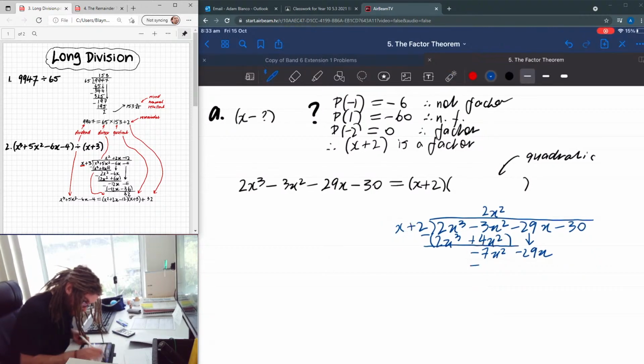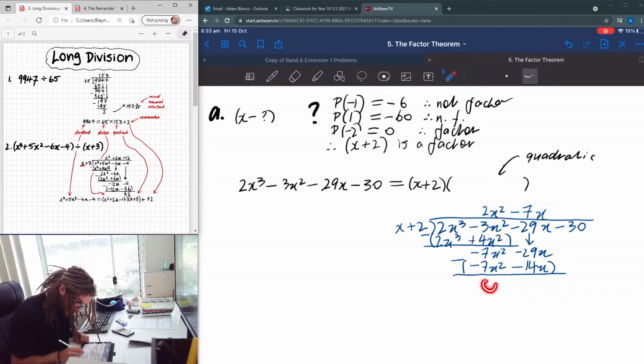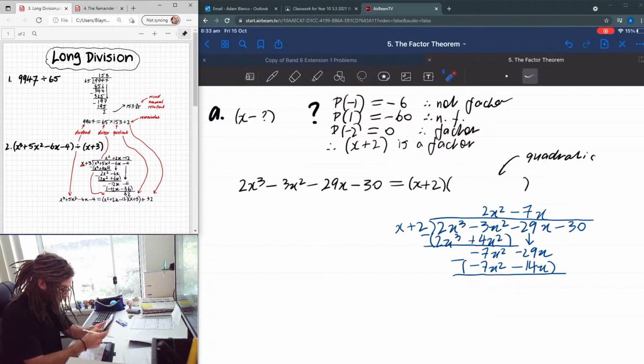Minus 7 x's. So then minus 7x times x is minus 7x squared. And then minus 7x times 2 is minus 14x. Take that away. That's 0, minus 29 plus 14 is minus 15.